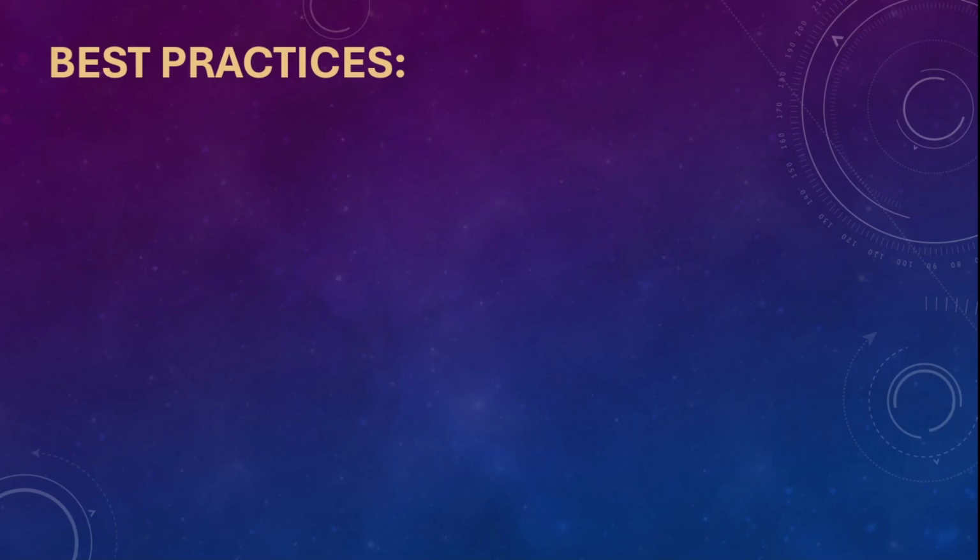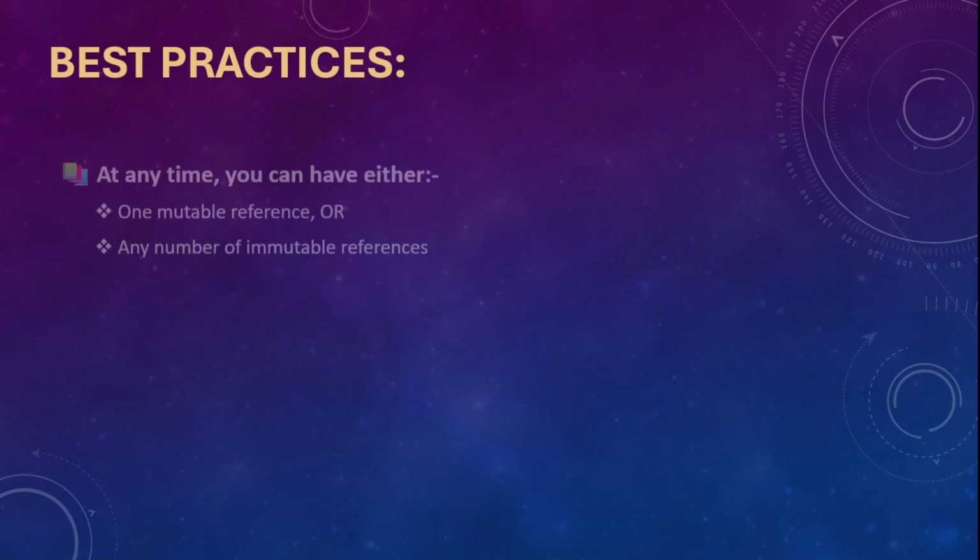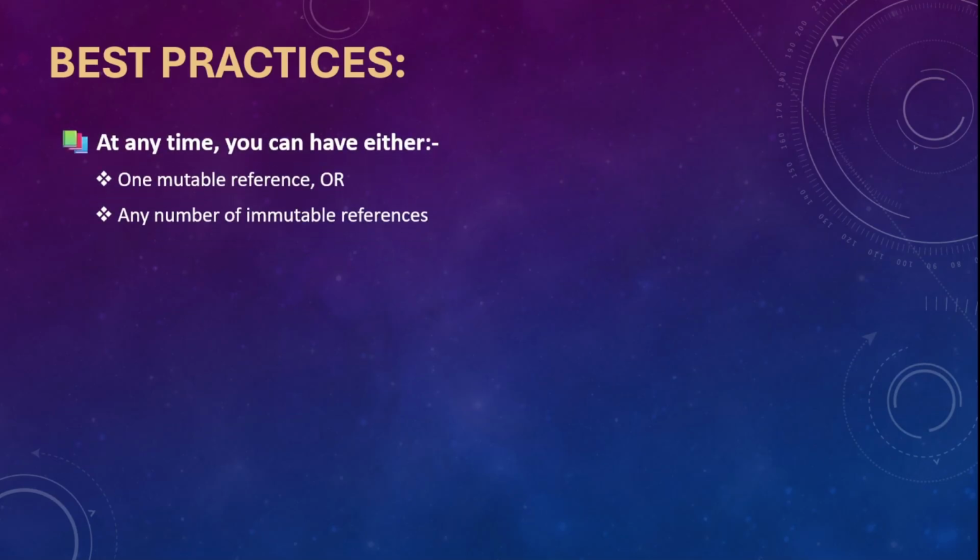Let's recap the best practices now that we have come across the entire tutorial. First is that at any time you can have either one mutable reference or multiple immutable references. If you want to use both of them, you have to first create a scenario where you can make one of the references go out of scope so that you can use the other, or you can use tuple destructuring to cleverly bypass the borrowing errors.